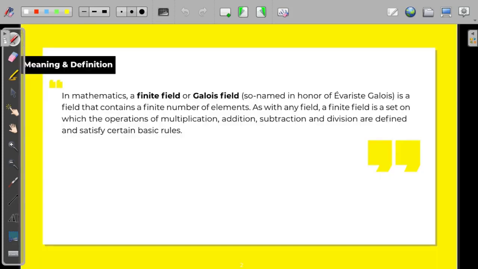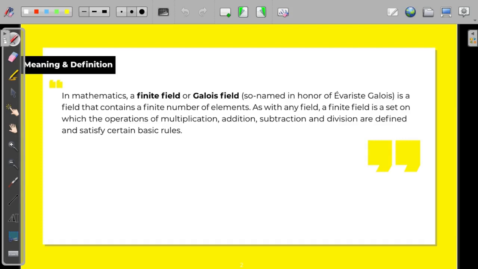Finite field or Galois field, actually it is called Galois field, sorry for my pronunciation. In mathematics, a finite field or Galois field is named after Évariste Galois, who was a 17th century mathematician, quite a genius person actually. It is a field that contains a finite number of elements, and as with any other field, it has certain operations like multiplication, division, addition and subtraction.